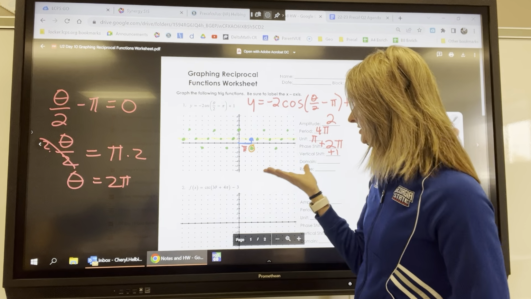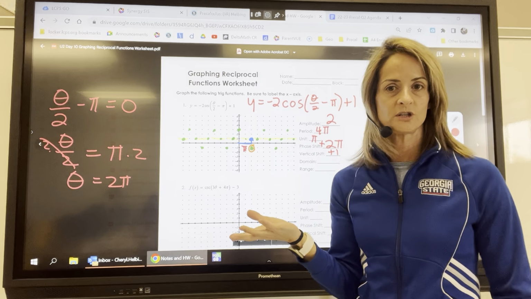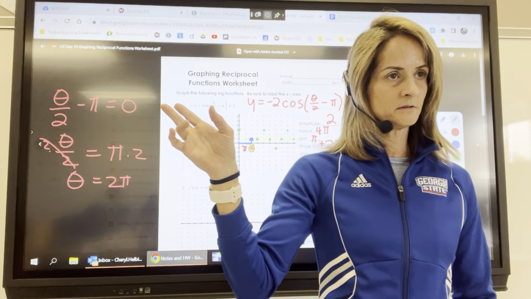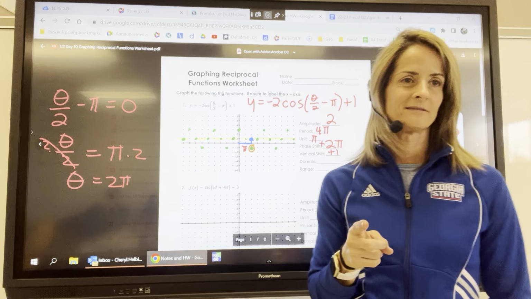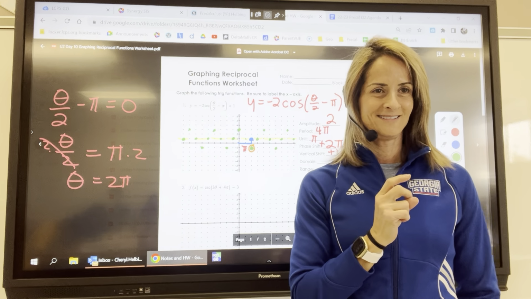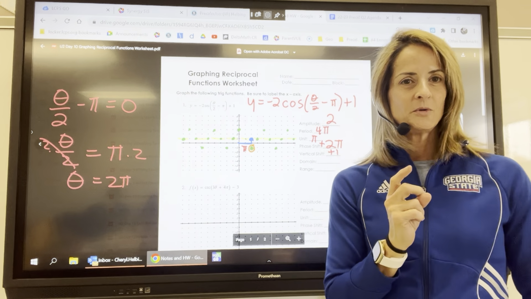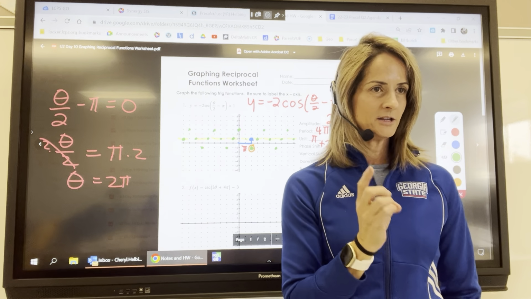Now, what's the next step for a reciprocal function? Because if we were actually graphing a cosine function, we'd be done. We'd just draw the graph. But this is the reciprocal. So what's going to happen to those zeros? They're going to be undefined, which makes them asymptotes. So let's go ahead and draw the asymptotes in.